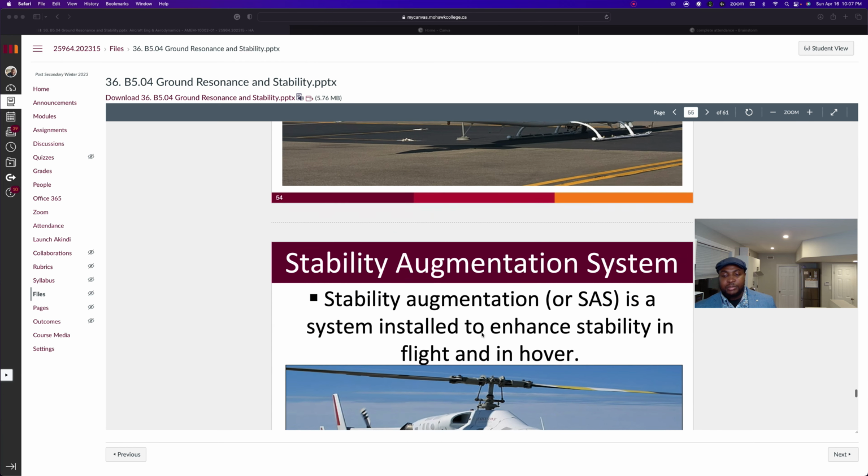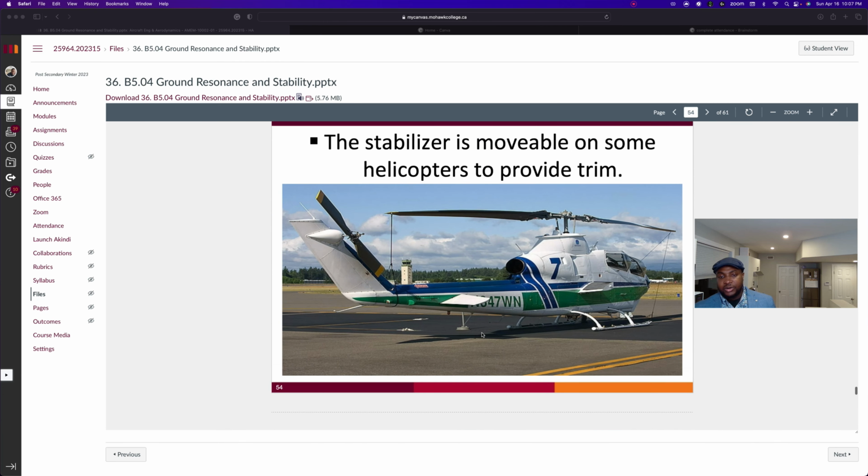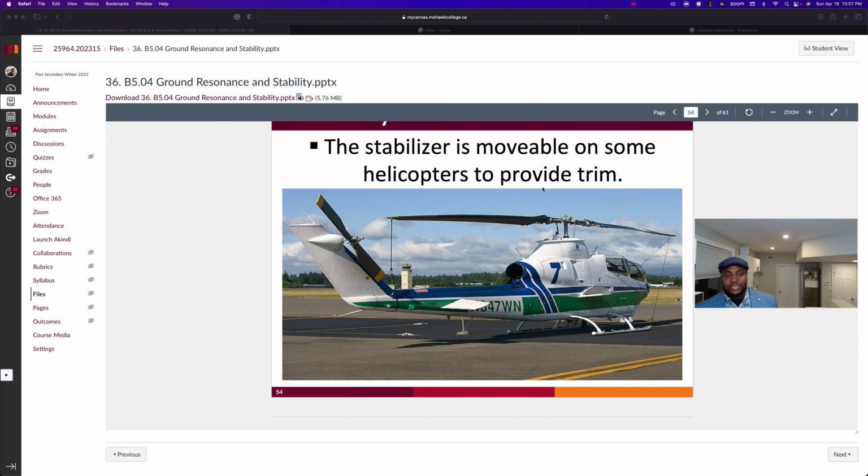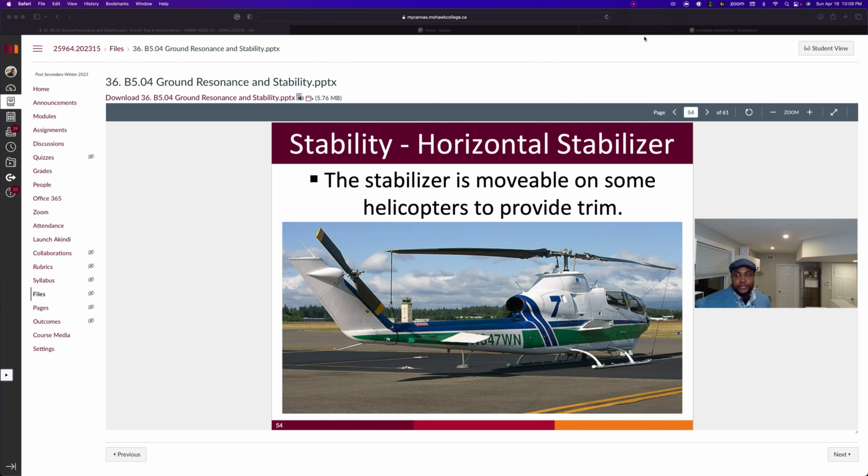One important thing about the horizontal stabilizer is the fact that it is inverted. The horizontal stabilizer will often be inverted, and this allows the helicopter to lower the tail in forward flight. Some helicopters will feature a horizontal stabilizer that's actually movable, and this allows them to trim the helicopter. Here's why most helicopters feature an inverted or upside down airfoil as a horizontal stabilizer.